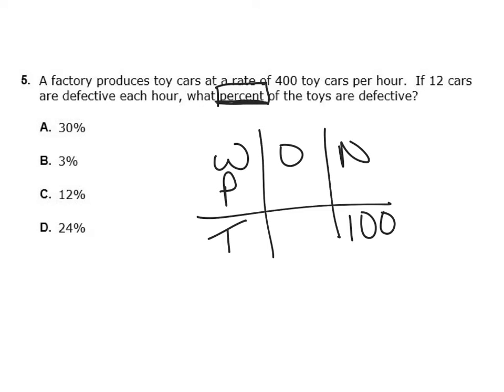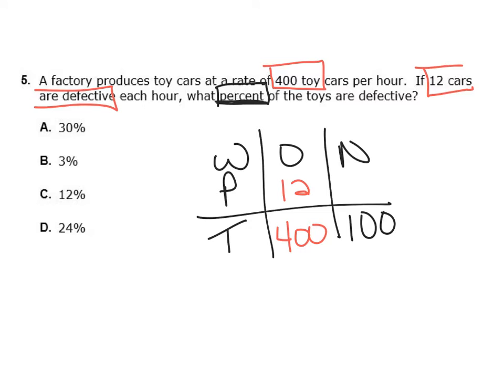So in this case, 400 toy cars per hour, and 12 cars are defective. So 400 toys, 12 cars are defective. So that's going to be your two parts. So 400 toys is your total. The 12 cars is your part. So now what you do, you look for a scale factor, or you use cross products.